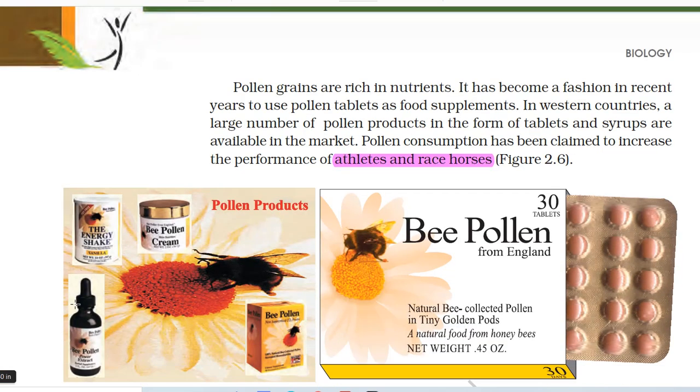Pollen grains are rich in nutrients. It has become a fashion in recent years to use pollen tablets as food supplements. In Western countries, a large number of pollen products in the form of tablets and syrups are available in the market. Pollen consumption has been claimed to increase the performance of athletes and racehorses.